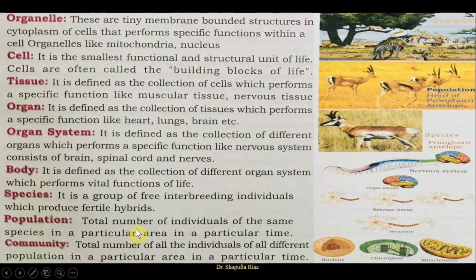In a population, only individuals of the same species will be found in a specific area, like a population of zebra, a population of giraffe in a specific area, right? While in a community, there will be individuals of different populations. Like in the same area we can see zebra, we can see a population of giraffe, we can also see a population of lion or deer. So these different populations residing in the same area at that specific time will form a community.